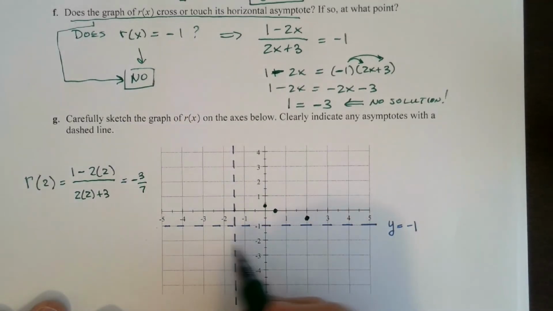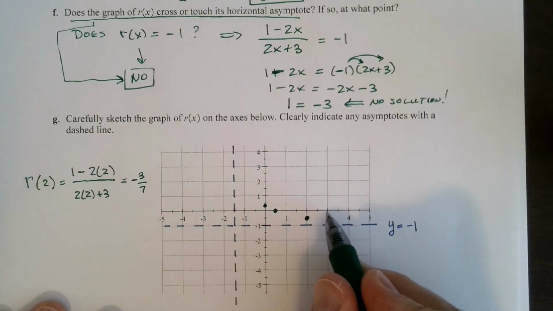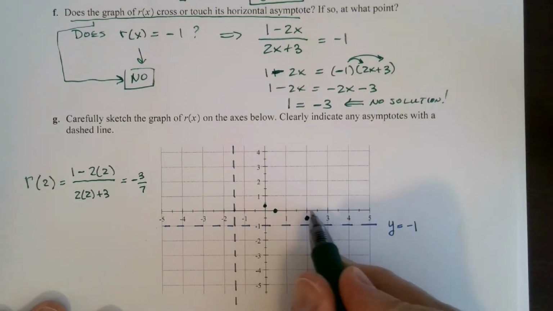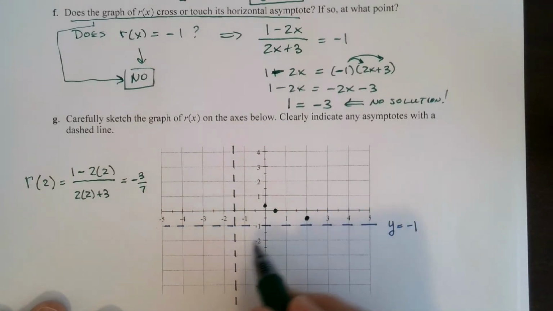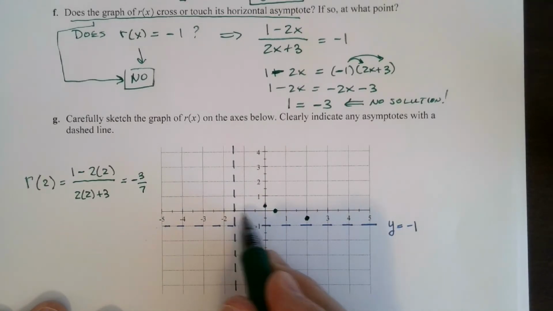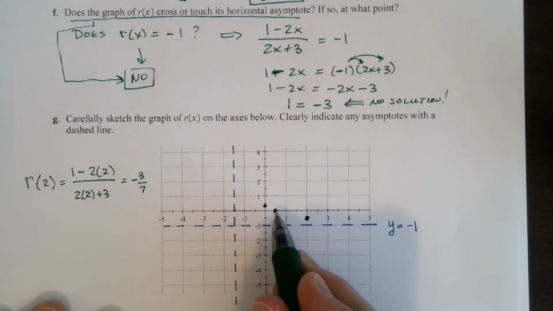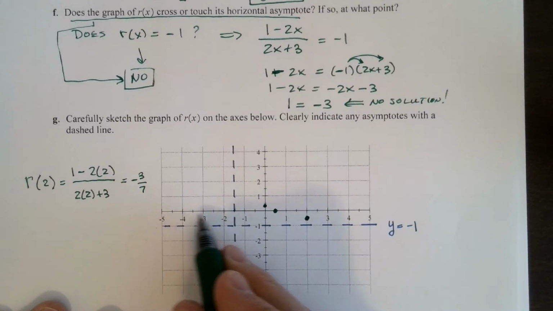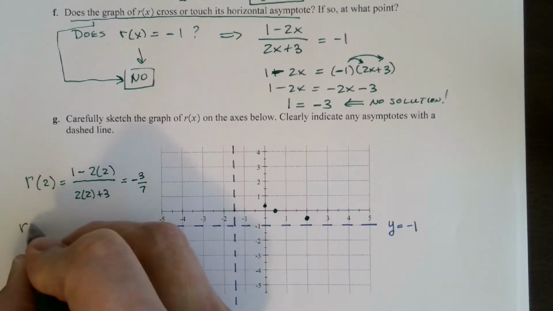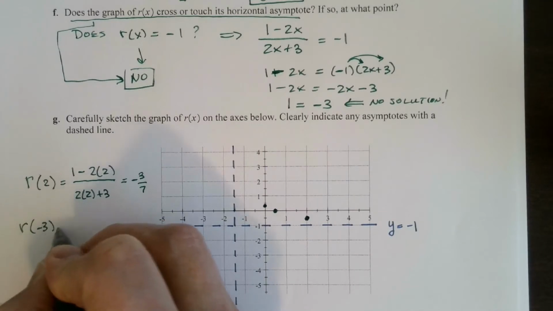And I can plot some more points. I can plug in 3, 4, 5, and 2.5 and 3.5. I can plot lots of points, but this is enough. I can also plot points in here, but again, just in between my vertical asymptote and my x-intercept and beyond it. So I need one more point, though, to the left of my vertical asymptote. So I'm going to plug in negative 3. What is r of negative 3? So I'm just going to plug that in.